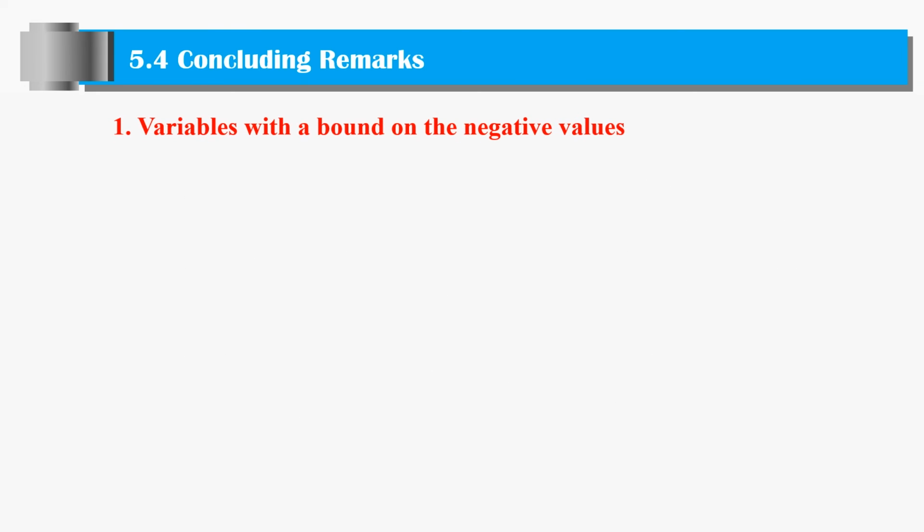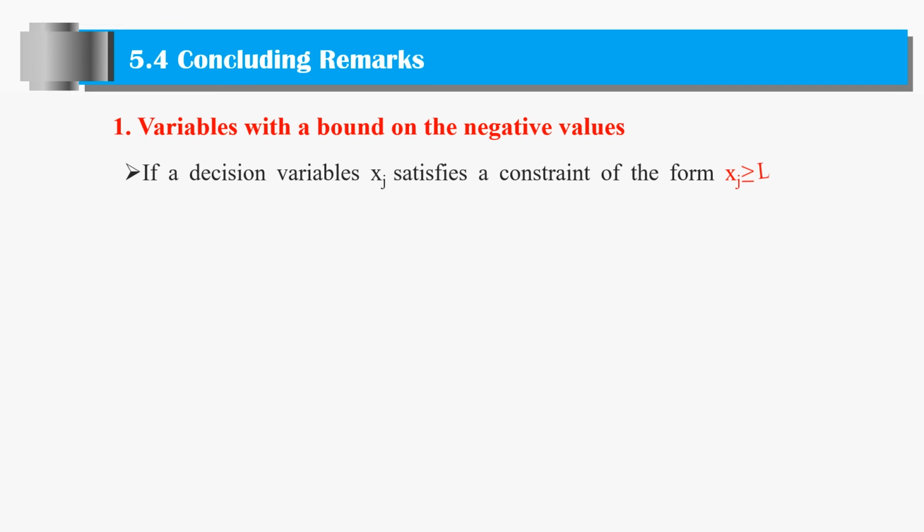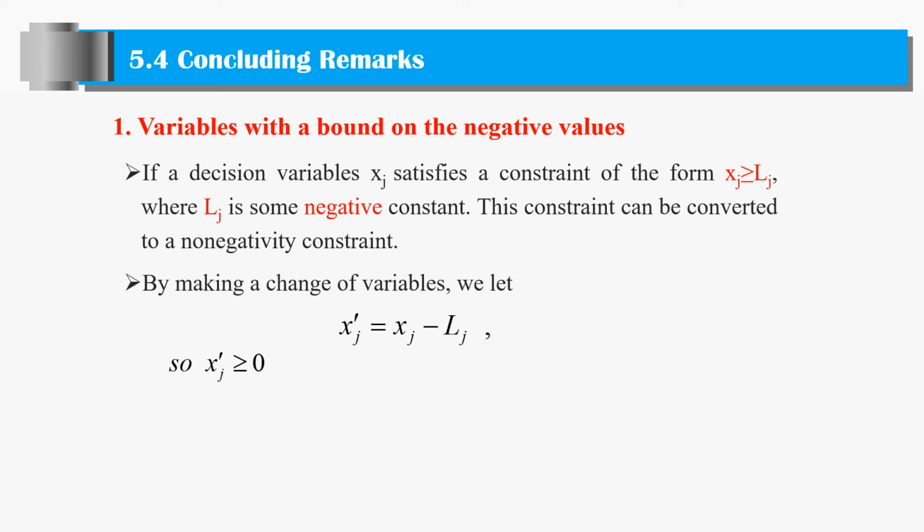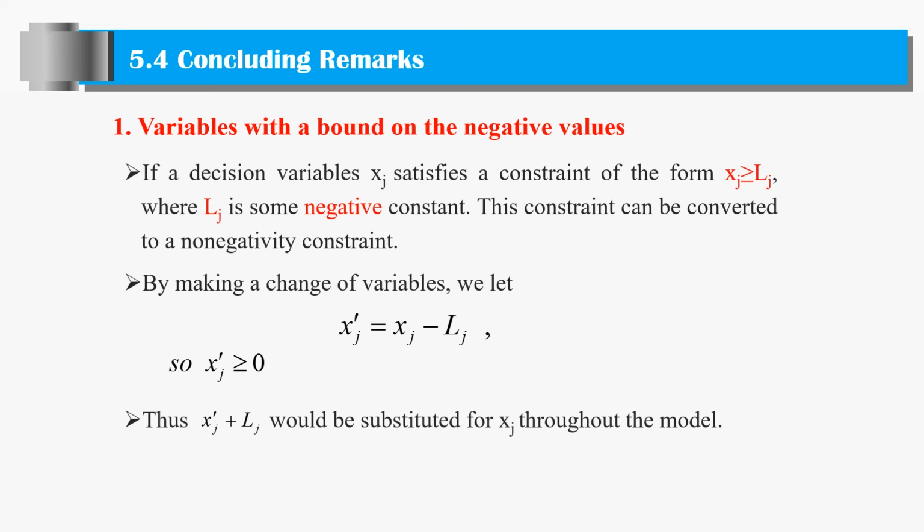So to deal with variables with negative values, there are two cases. First, if a decision variable satisfies a constraint of the form xj bigger than or equal to lj, where lj is some negative constant, we can convert this constraint by using a change of variables and letting xj prime equal xj minus lj, so that xj prime is bigger than or equal to 0. And then the expression xj equals xj prime plus lj will be substituted for xj throughout the model.